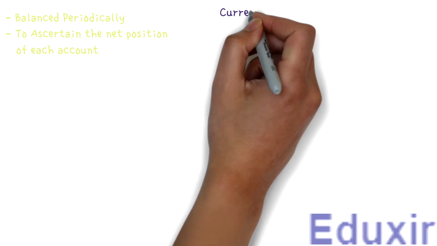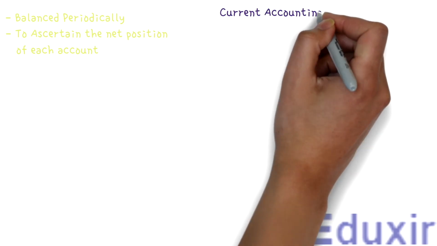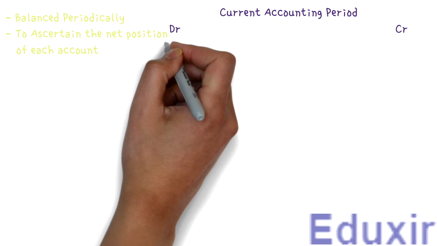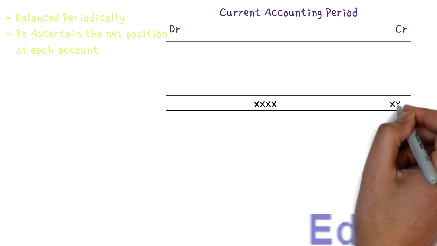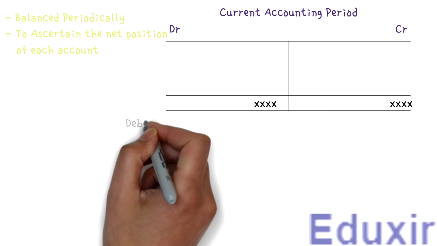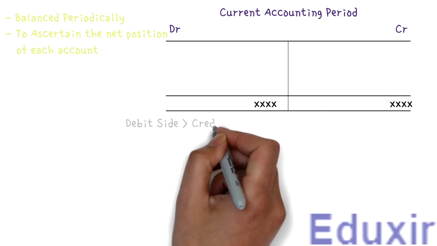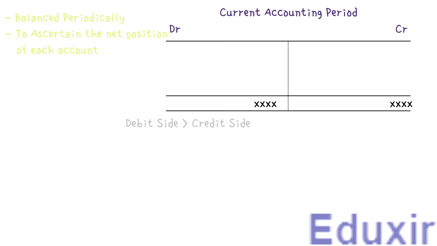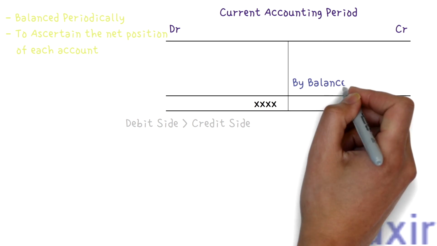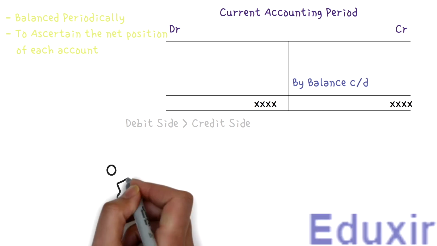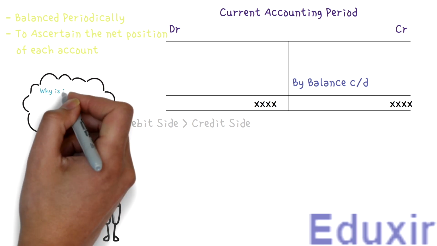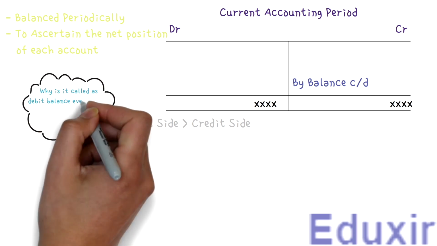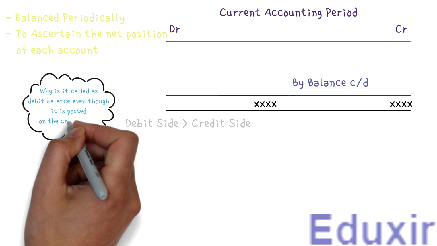Let us understand this by taking a sample T account. At the end of the accounting period, the debit and credit side of the account are totaled. If the debit side is more than the credit side, the difference is written on the credit side as balance carried down. This is called debit balance. Now, if you have just started working on balancing, you might be wondering why it is called as debit balance even though it is posted on the credit side.